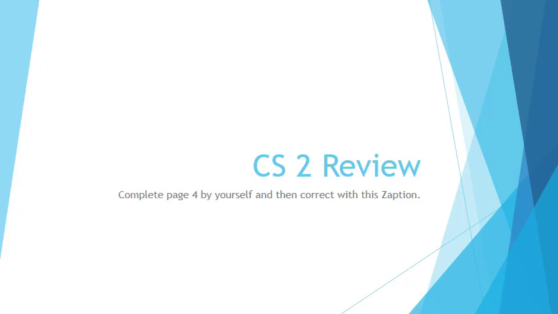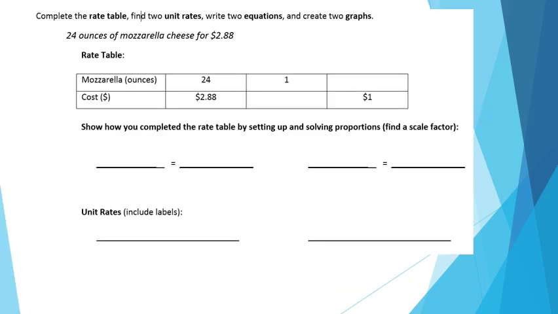In this section, we're going to review concepts from Comparing and Scaling Investigation 2. So make sure you've completed page 4 by yourself and then use this section to correct it. To start, we're going to complete this rate table and find two rates. We'll ultimately write two equations and create two graphs as well.